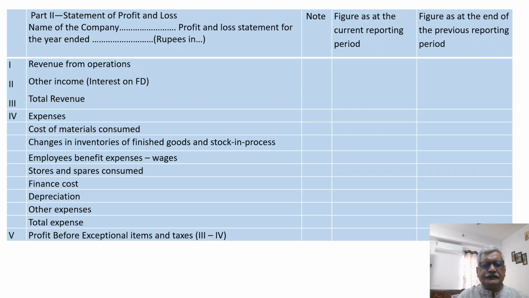The format for the statement of profit and loss account as amended in the Companies Act 2013 is reproduced below. It contains revenue from operations, other income, for example interest on fixed deposit, total revenue, followed by expenses: cost of materials consumed, changes in inventories of finished goods and stock in process, employee benefit expenses, wages etc., stores and spares consumed, finance cost, depreciation, other expenses, total expenses, then profit before exceptional items and taxes.